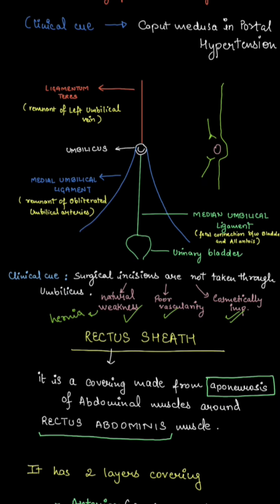Okay, why we say it is a weakness? Because it is a scar tissue, and before that it was an opening which is not that strong as compared to the other parts of abdominal wall. And the third reason is it is cosmetically important. Definitely in the Western world this is very important for cosmetic reasons. That's why we say this.